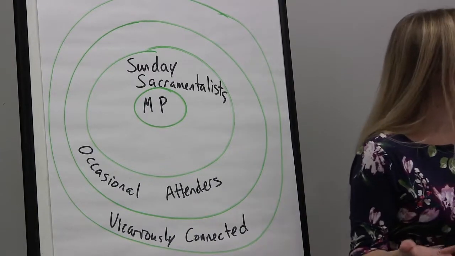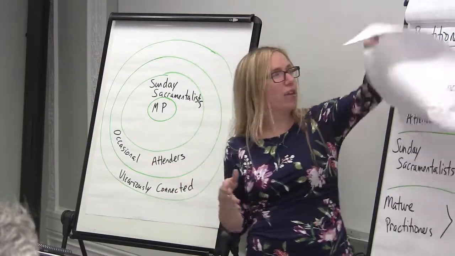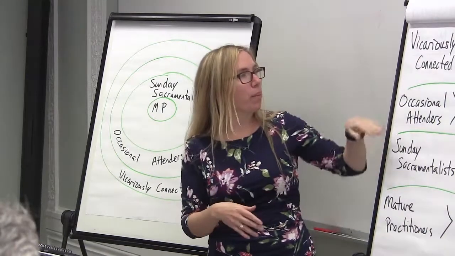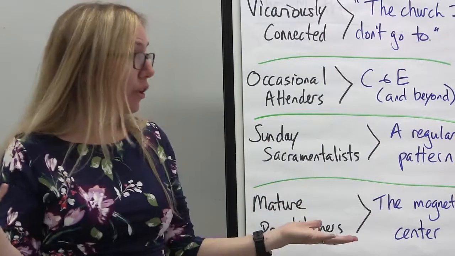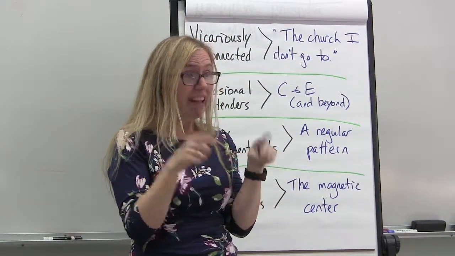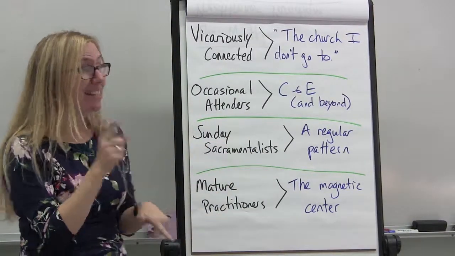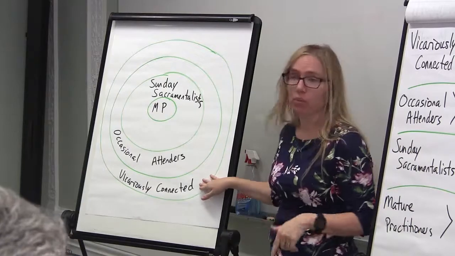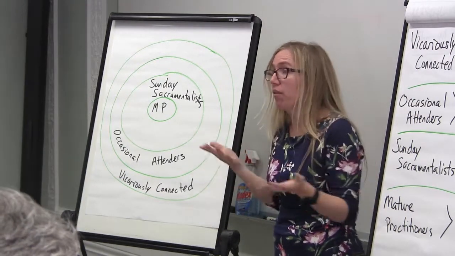These are the people who go to your church, but not for Sunday. They're aware of your church. And when someone asks them, for example, do you go to church? And they say no, they are picturing your church in their mind. And they say, I don't go to church. Your church is the church that your vicariously connected people don't go to. So they might interact with your church in a number of other ways.